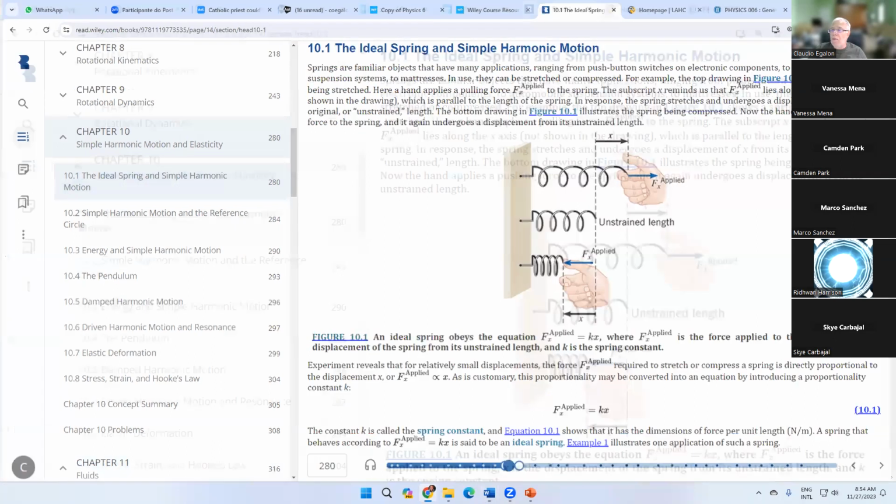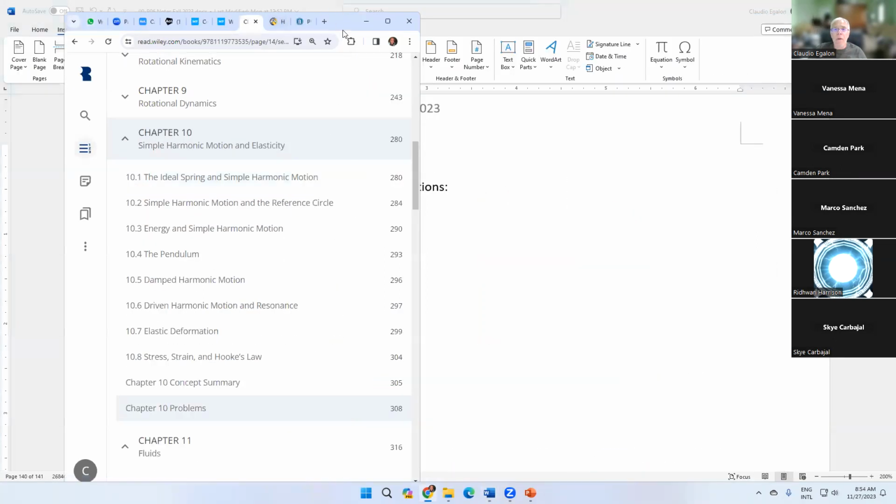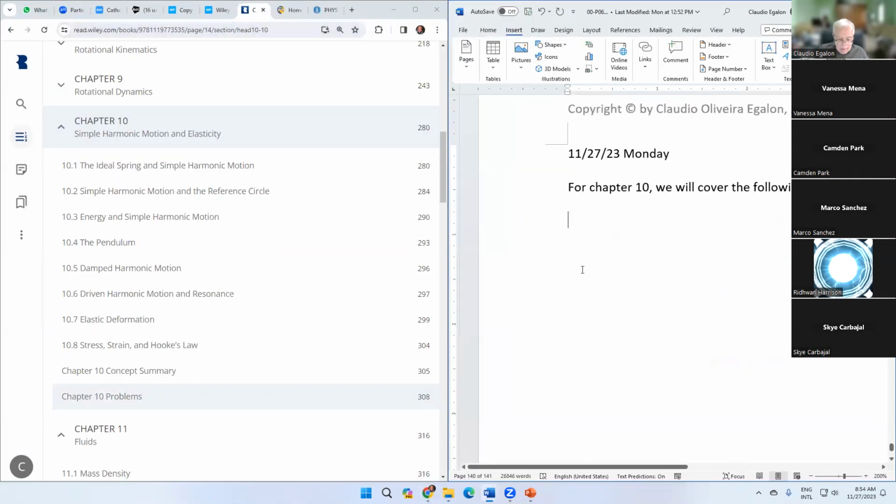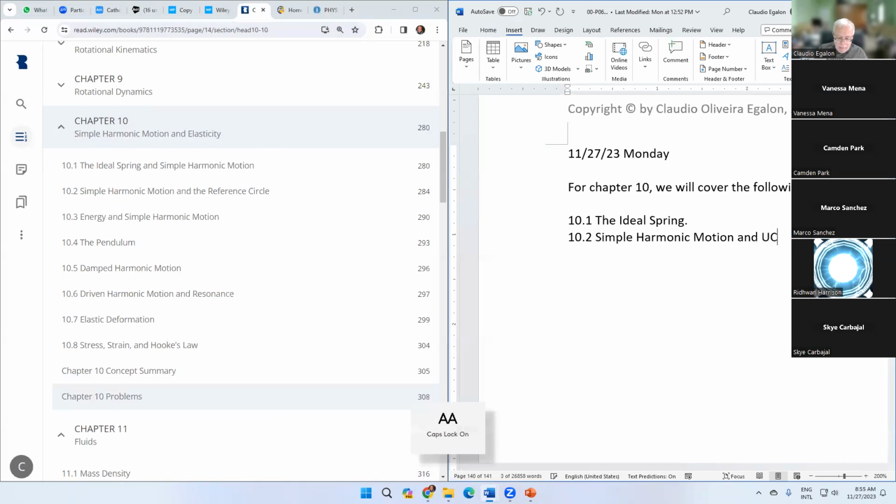So let's shrink a little bit here. 10.1, the ideal spring. 10.2, we did that too, simple harmonic motion and reference circle. Well, I would say, instead of saying the reference circle, I would say UCM, right? There's a very close relationship between simple harmonic motion and uniform circular motion.